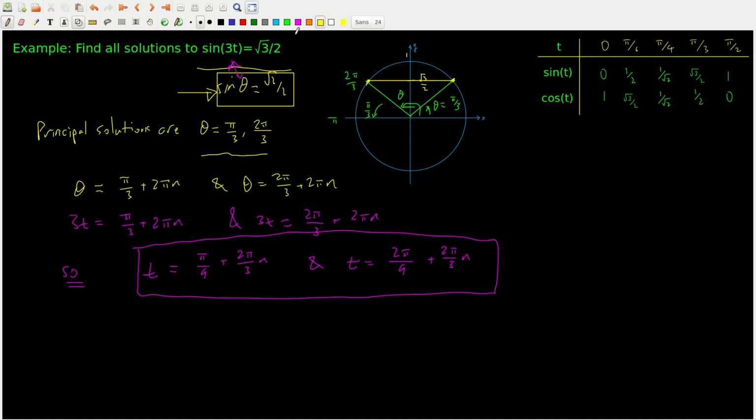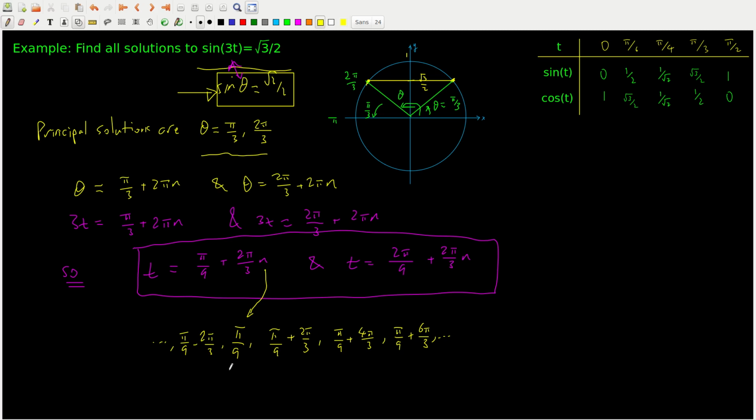And so we could start writing them out if we wanted, which would give us different values of n. If n is 0, we get pi over 9. If n is 1, we get pi over 9 plus 2 pi over 3. Here's where n is 2. Pi over 9 plus 4 pi over 3. N is 3, pi over 9 plus 6 pi over 3. In this direction, n is minus 1. So we'd have pi over 9 minus 2 pi over 3.